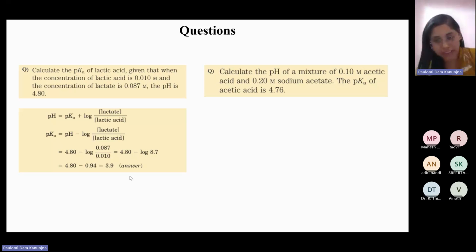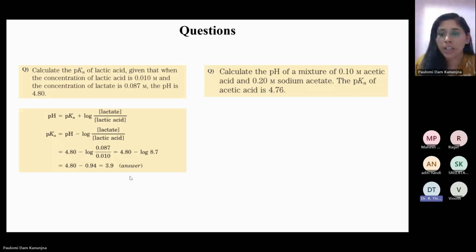In the meanwhile, you can attempt this next question. I see a lot of answers in the chat box. I'll first reveal the answer, and then I'll definitely come back to you. Give me a second.